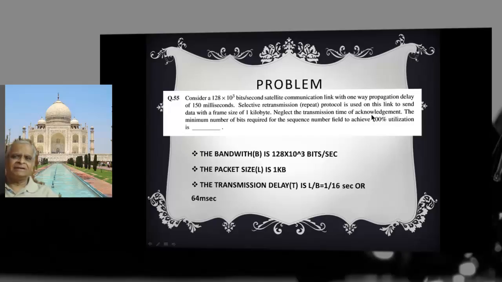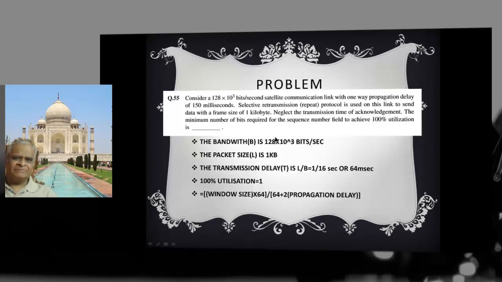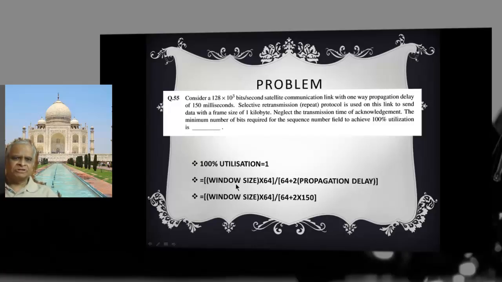Acknowledgement time can be ignored. The bandwidth is 128 into 10 to the power of 3 bits per second. Packet size is 1 kilobyte. Transmission delay T is 64 milliseconds. We want to achieve 100% utilization. 100% utilization is 1. It equals window size into transmission delay divided by transmission delay plus twice the propagation delay. So this is going to be window size into 64, divided by 64 plus twice the propagation delay. Propagation delay is 150 milliseconds.